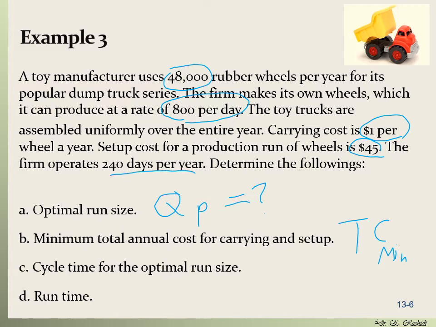C. Cycle time for the optimal run size. So if you produce at QP level size, what would be the cycle length, the cycle time length? D is the run time. How many days you would have to run if you want to produce at QP. So please pause, work on this problem, try to solve it. After you're done, come back to see the solution.